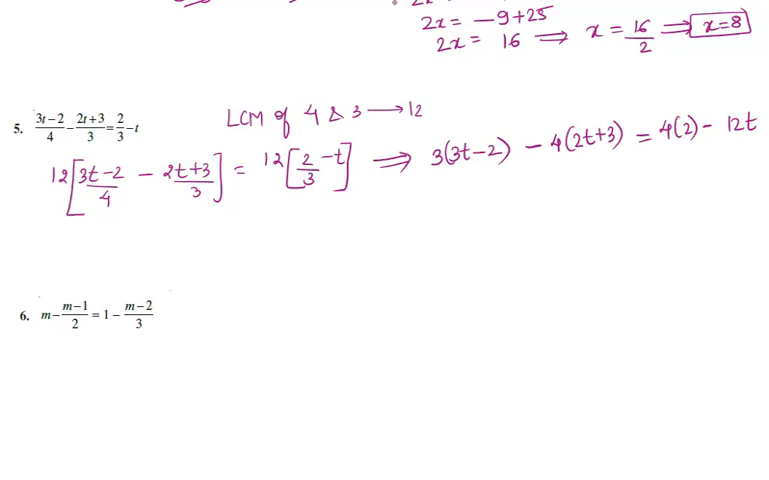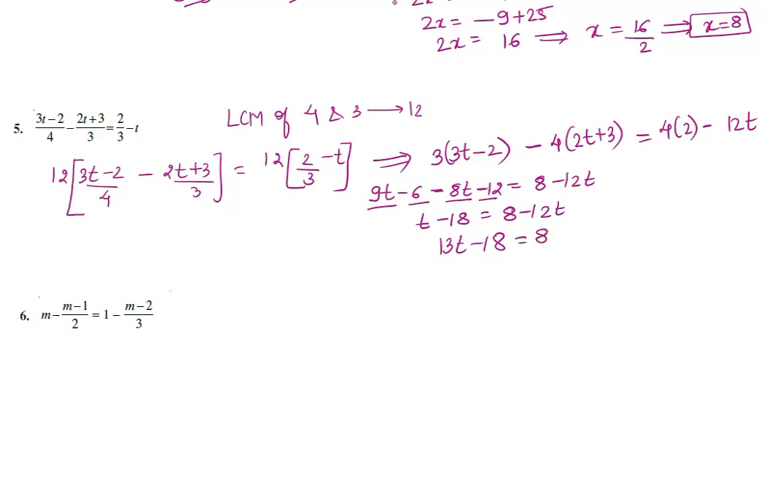अंदर bracket solve कर लेंगे. So 3 times of 3t is 9t minus 6 minus 8t minus 12 equals 8 minus 12t. Now let us collect all the variables on the same side, or we can first solve this. 9t minus 8t would be t, minus 6 and minus 12 would be minus 18. On the right we have 8 minus 12t. Let us add 12t on both the sides. So t plus 12t will be 13t minus 18 and on the right you will just have 8 left.